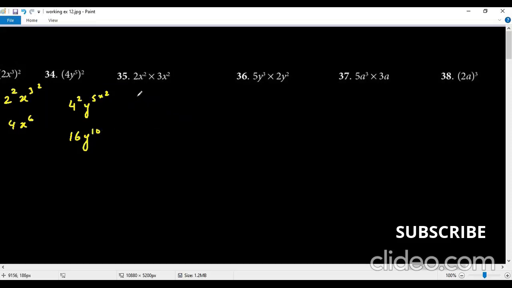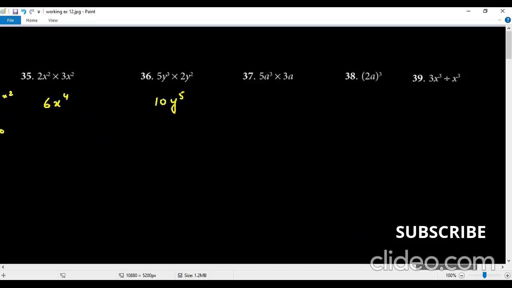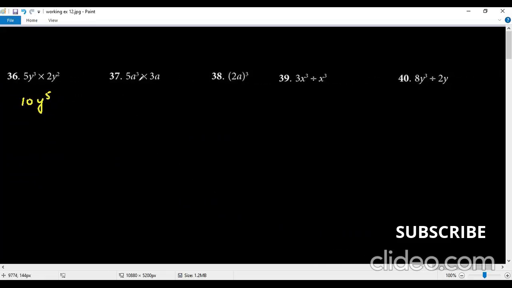Question number 35, 2 times 3 is going to be 6, and x is going to be 4. 2 plus 2 is going to be a 4. 5 times 2 is going to be 10, and y is going to be 5. Now I'm skipping the step that I was taking in the previous questions. Now 5 times 3 is a 15, and a power 4 is going to be your answer. Now this 3 is for 2 and a both. That means 2 cube and a cube. That means it's going to be 8a cube as the final answer.